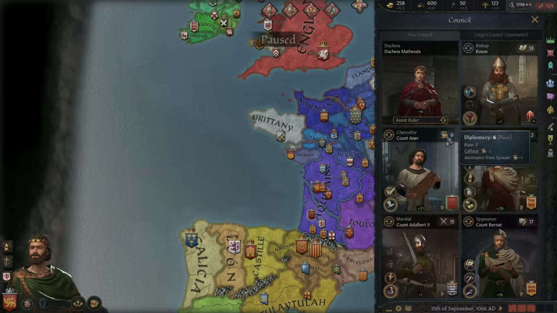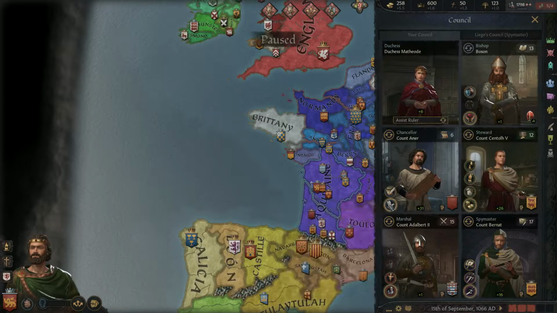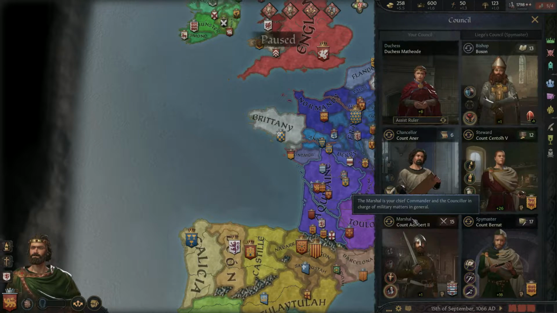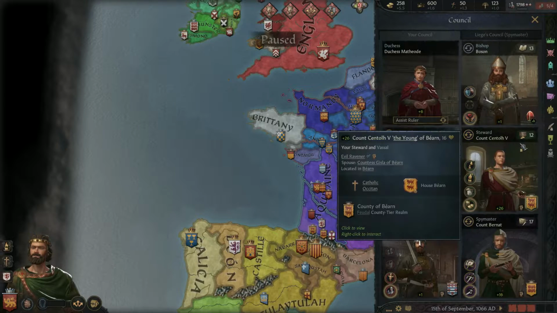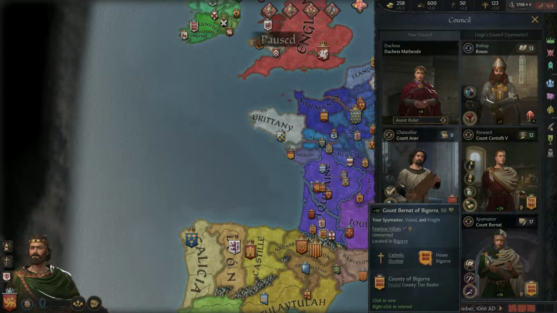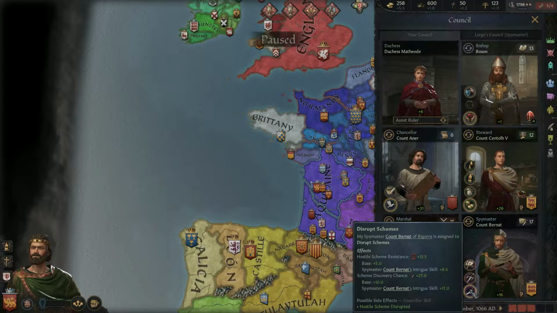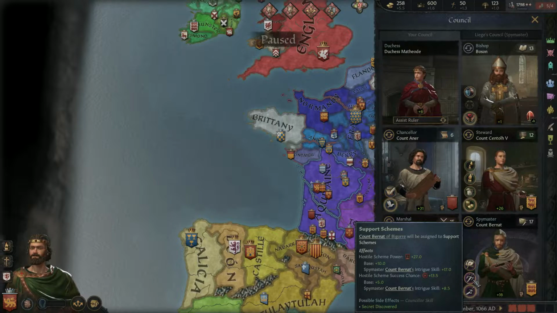Now here we have our Chancellor, which is connected to the diplomacy stat, and again they have jobs they can do. Got a steward, which is very much for the stewardship stat, and Marshal, again with the martial stat, and spymaster with intrigue. It's all very self-explanatory, it all ties in, but you want to try and utilize their jobs. For example, if I was trying to do schemes against people, I could put them from disrupt schemes, which is protecting me, to support schemes, which could be giving better stats for me trying to get at other people.